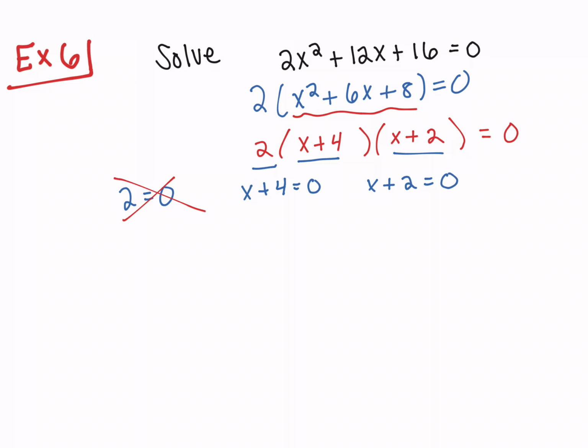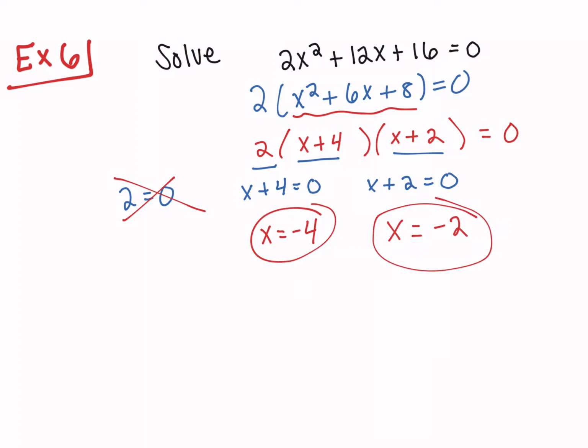However, you still have to be careful about it because of that example that we just did. If the GCF has a variable in there, there will be a solution. So then our solutions in this one just end up being x equals negative 4, x equals negative 2.